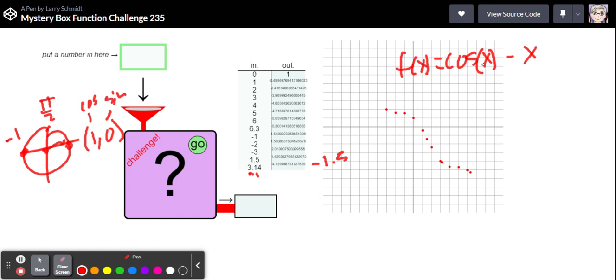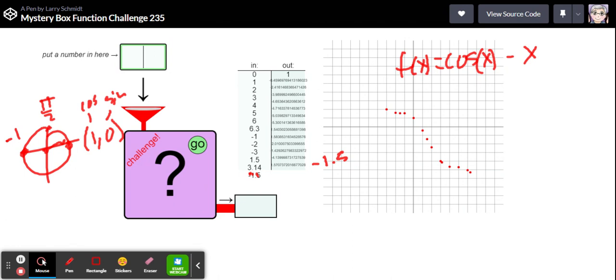That makes sense. What if we put in a negative pi over 2? That'd be a negative 1.5. We'd expect it to be 0, but we're subtracting a negative, so it should be a positive 1.5. So if I put in a negative 1.5, I should get out a positive 1.5. And there it is. I mean, close enough. Huh. So I think we might have this.